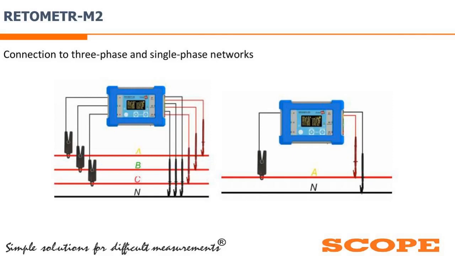Here you can see the connection diagram of a 3-phase and a single-phase network. The current parameter we need to connect directly to A, B, C, and the voltage parameter to A2 neutral, B2 neutral and C2 neutral. Similarly, for a single-phase network we connect directly to the line, that is A, and the voltage input to A2 neutral.